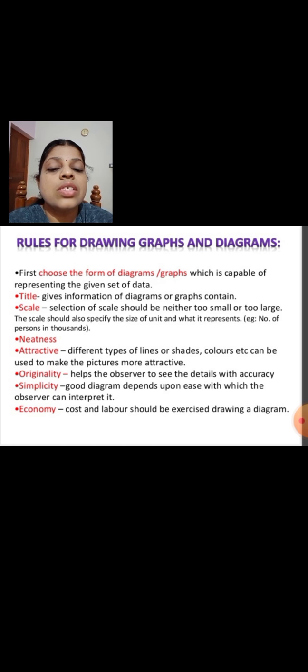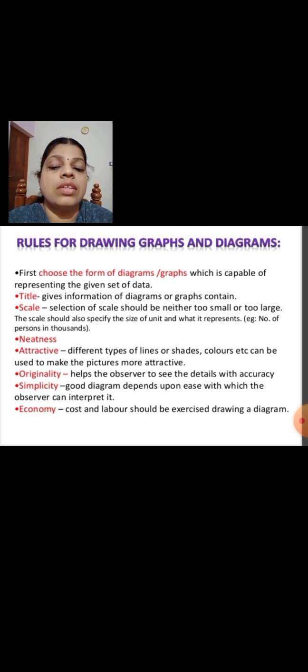The next one is, we have to give a suitable title for this graph as well as the diagrams. So the title, I told you that by reading even the title, it should convey the purpose for which we have formed the data.